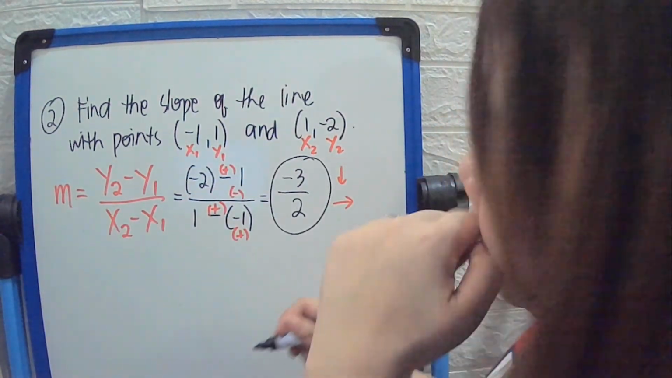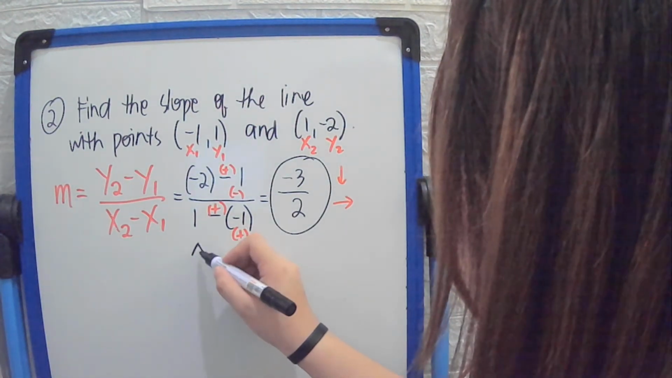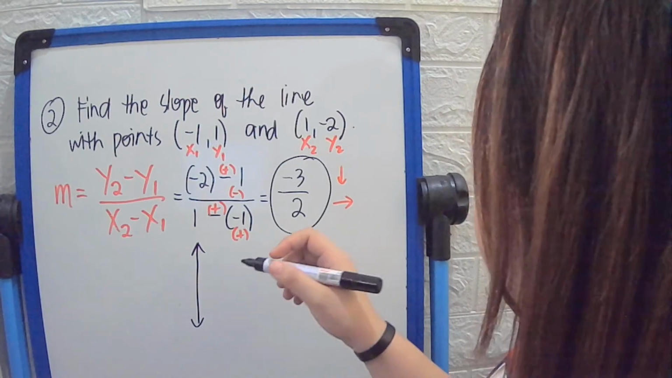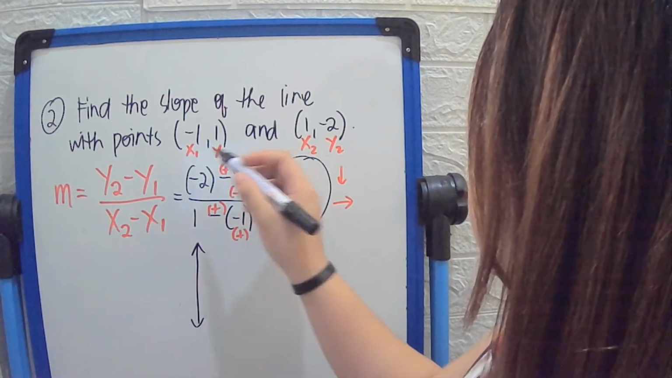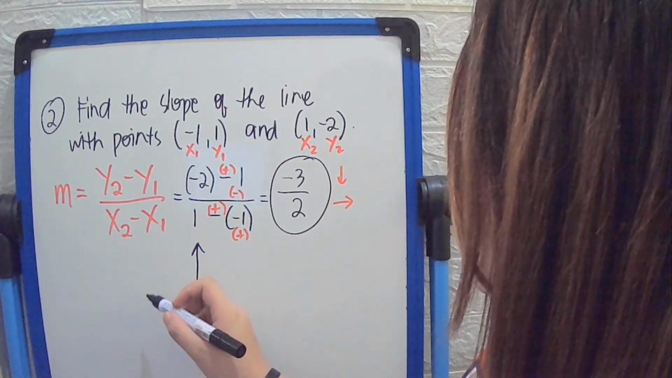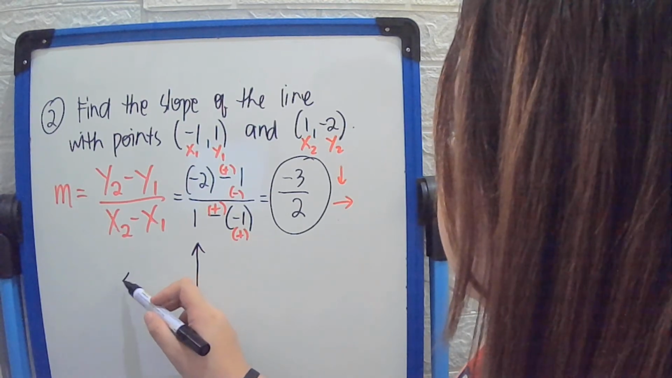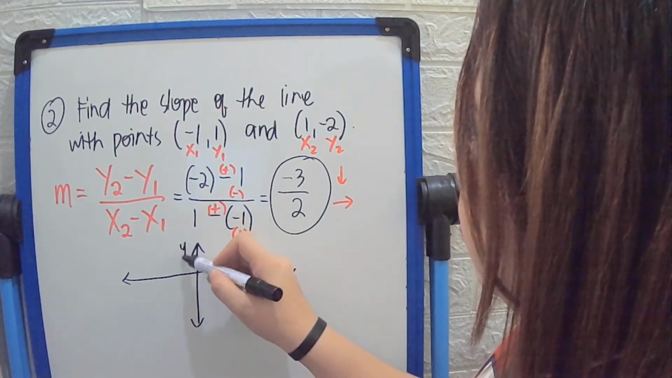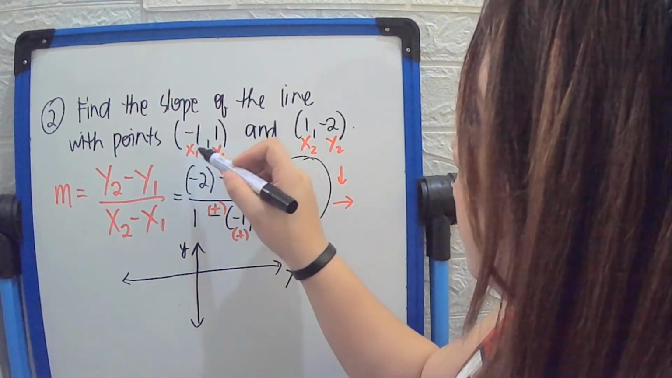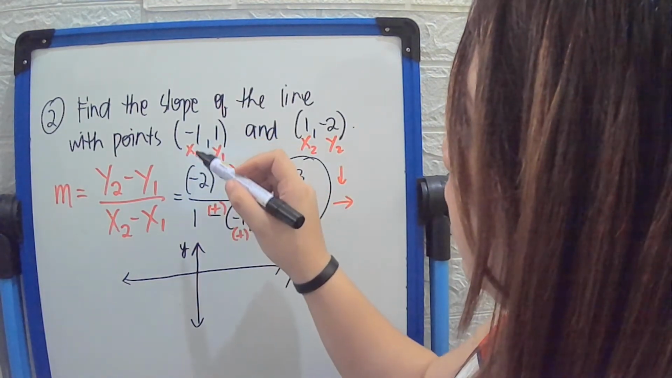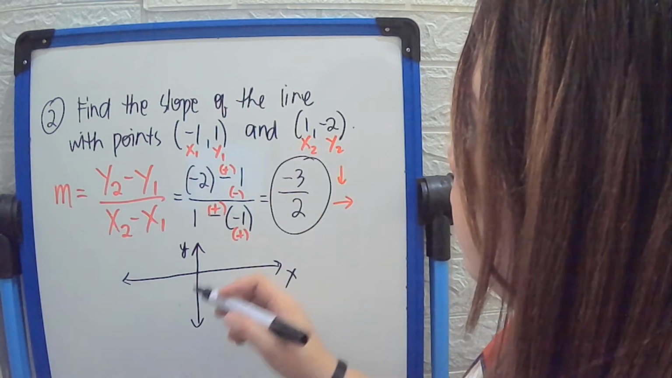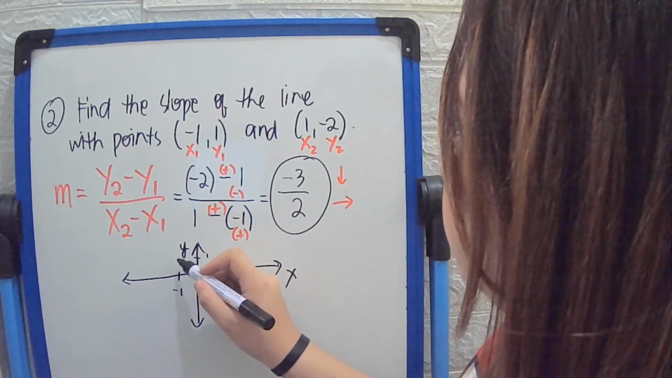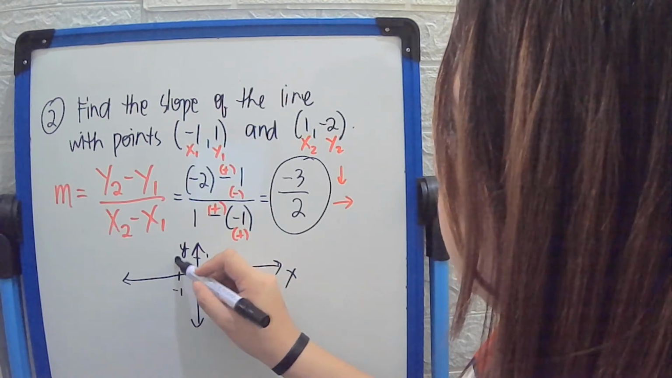So in plotting the points, dito na lang para hindi natin kailangan ng malaki-laking graph. So, ito yung y-axis natin. So, let us have here your x-axis. So, ito yung x, ito yung y. So, the first point is negative 1, 1. So, negative kay x, positive kay y. So, negative 1, positive 1. So, ibig sabihin, nandito yung first point natin.